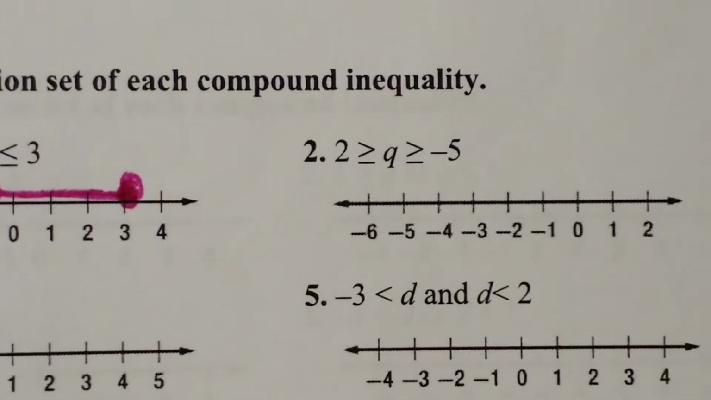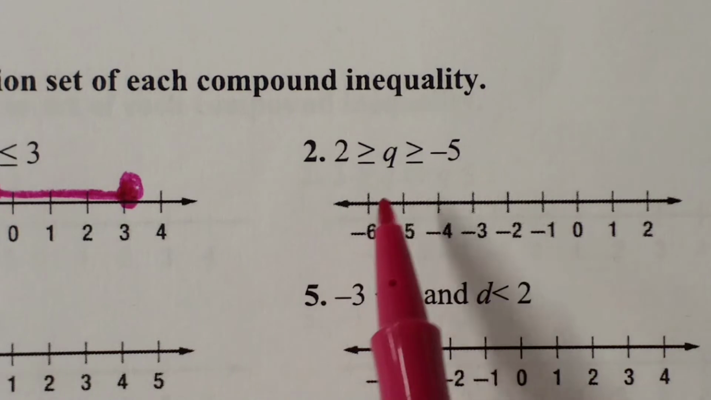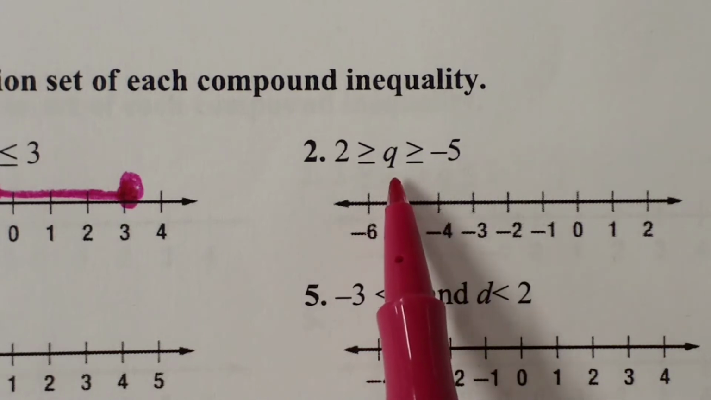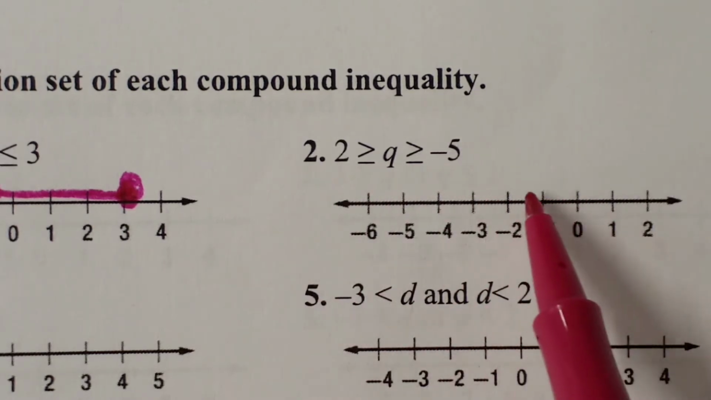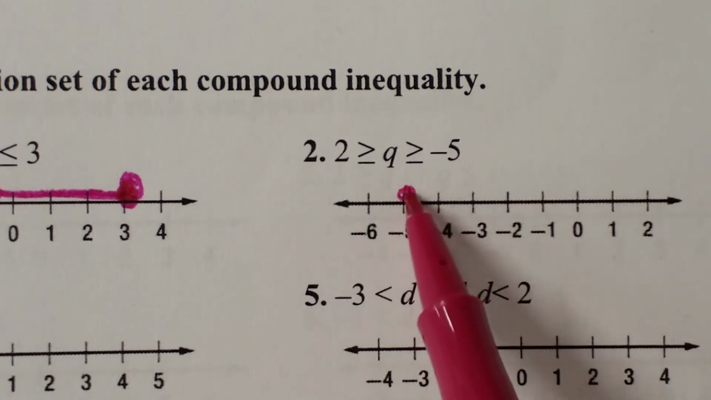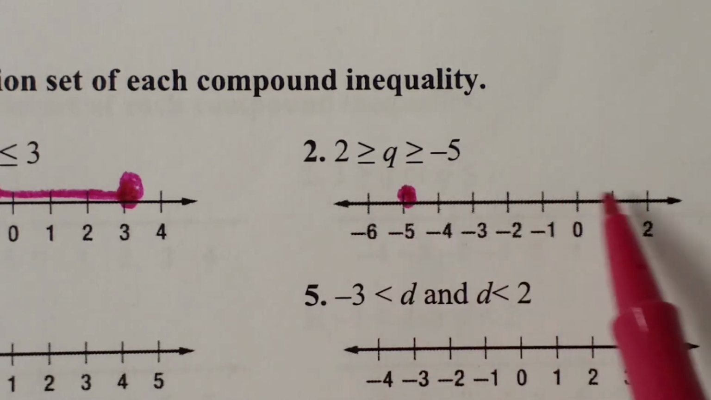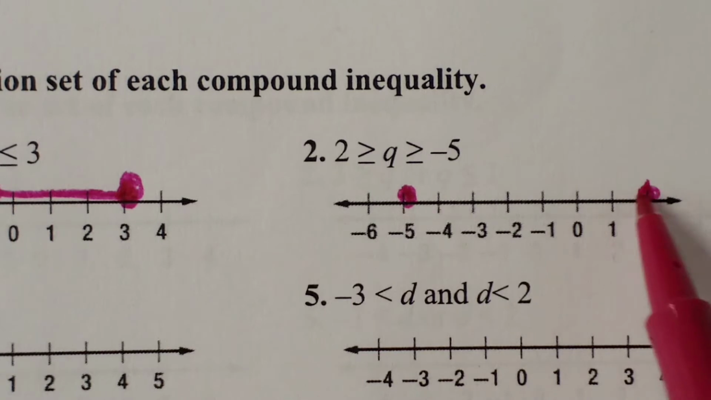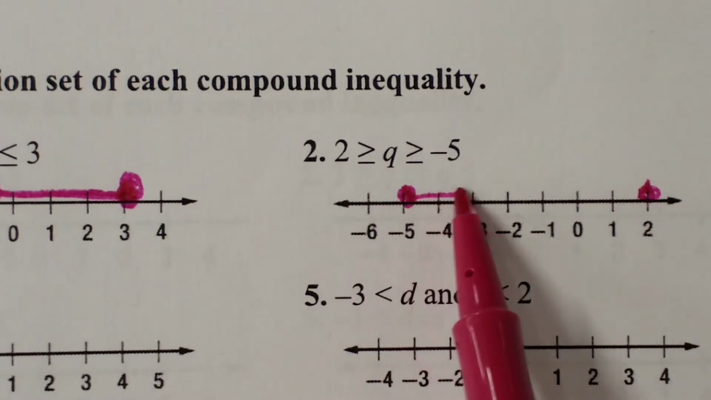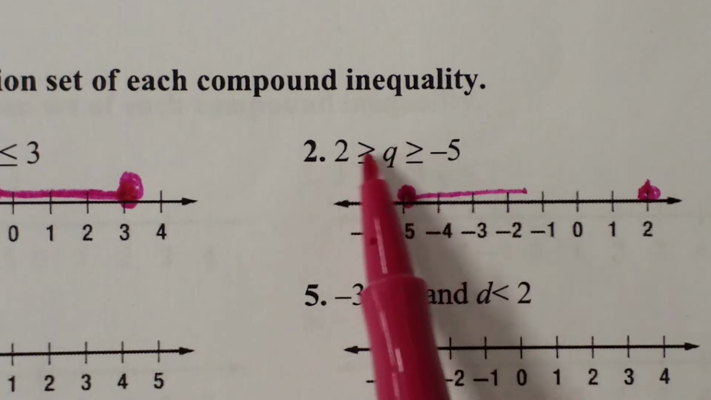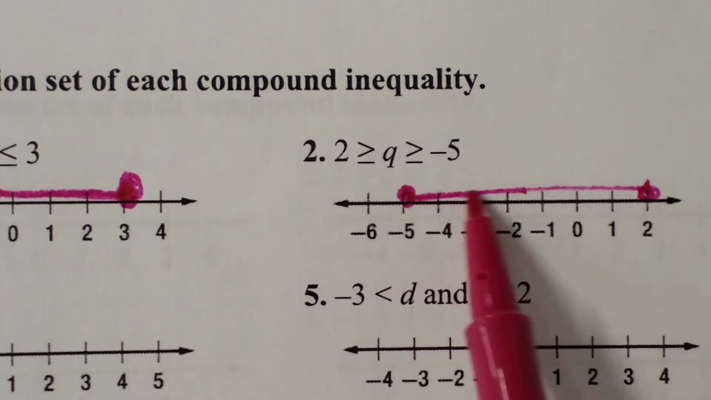Okay. In number 2, what this is stating is that the letter q, whatever that number is, is between 2 and -5. And because of the equal bars, I'm going to have closed circles at -5 and at 2. q is greater than -5 goes this way. q is less than 2 goes this way.